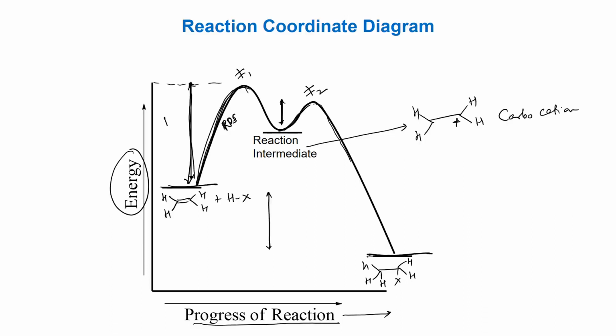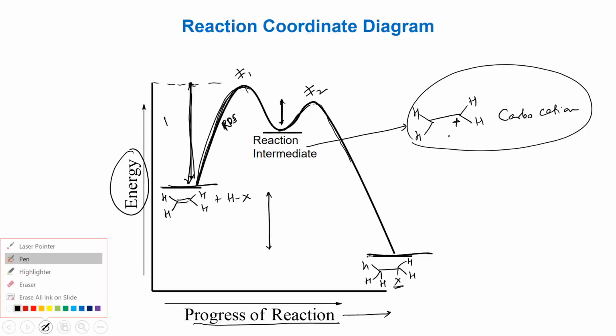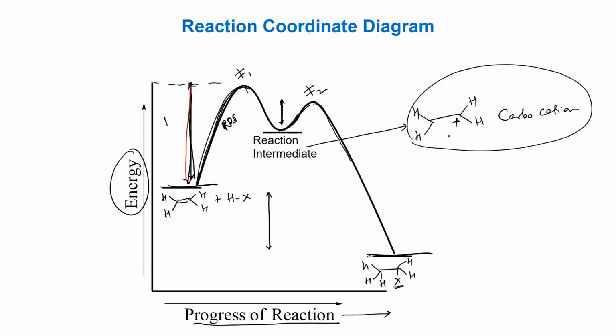All right. So this is a generic graph for an electrophilic addition reaction. It will always be two steps. The first step would be the formation of the carbocation. The second step will be reaction of carbocation with X minus to form the final product. The first step will always have the higher activation energy. So the height of the first hill will be much higher than the height of the second hill. That is the rate determining step, the first step.